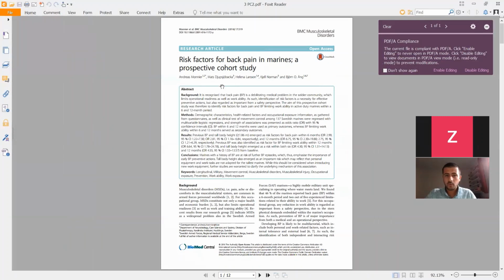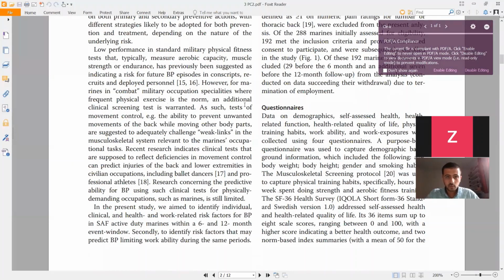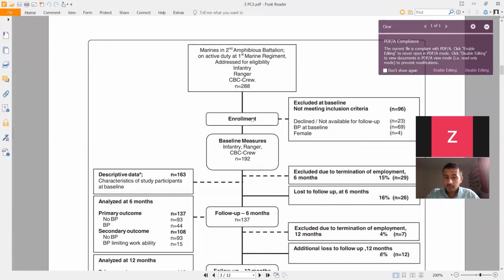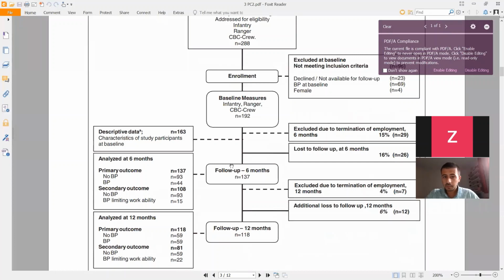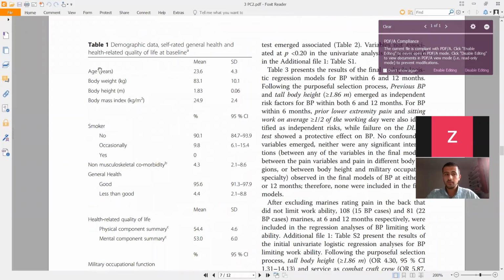If you agree, I will go faster because we don't have a lot of time right now. What do we have here? We have enrollment, baseline measures, follow-up 6 months, follow-up 12 months. Do you agree it is the same? Here we have age, body weight, body height, and so on. Here we can say that we have 2 groups. If you remember, in a case control study, we had 2 columns, cases and controls, because we can't mix them. Here we just have the mean, and it's for everybody.